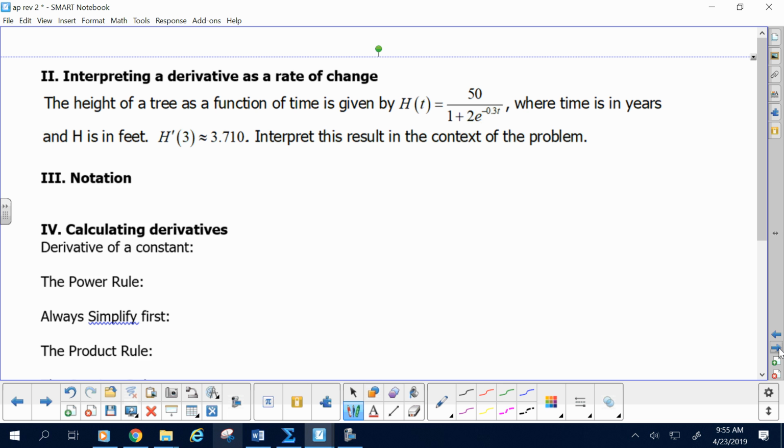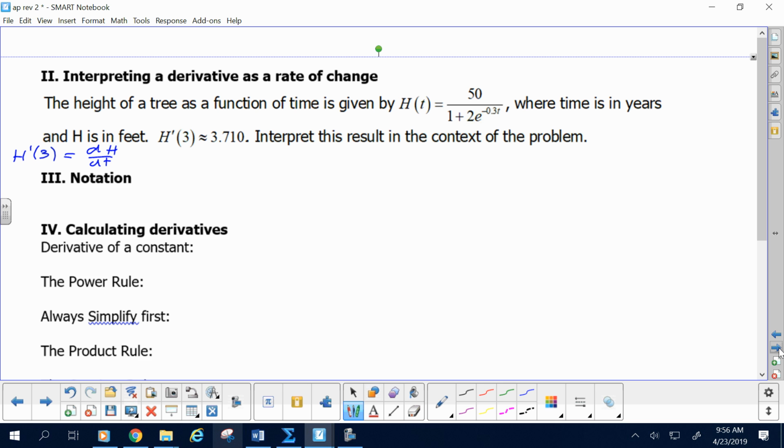All right, now, for example, in a free response question, this is pretty common that you have to do this. The height of a tree as a function of time is given by that deal, where time is in years and h is in feet. H prime at 3 is 3.710. Interpret this result in the context of the problem. All right. So I would personally start by thinking h prime of 3, instead use Leibniz notation, because then it's clearly a rate of change.